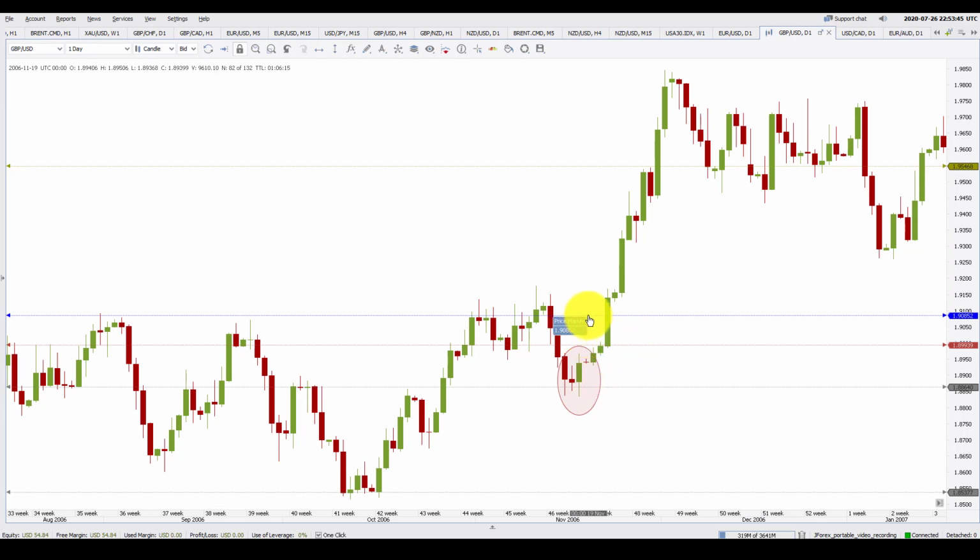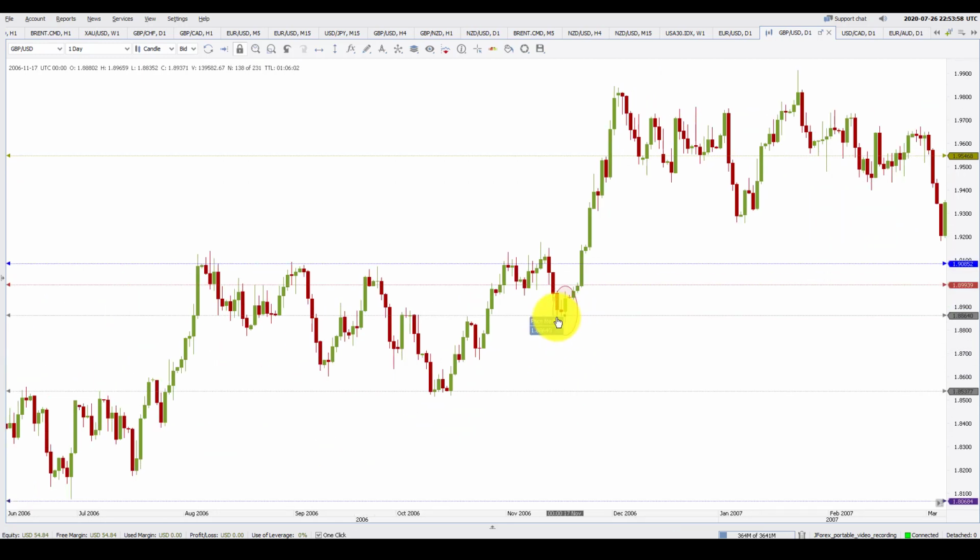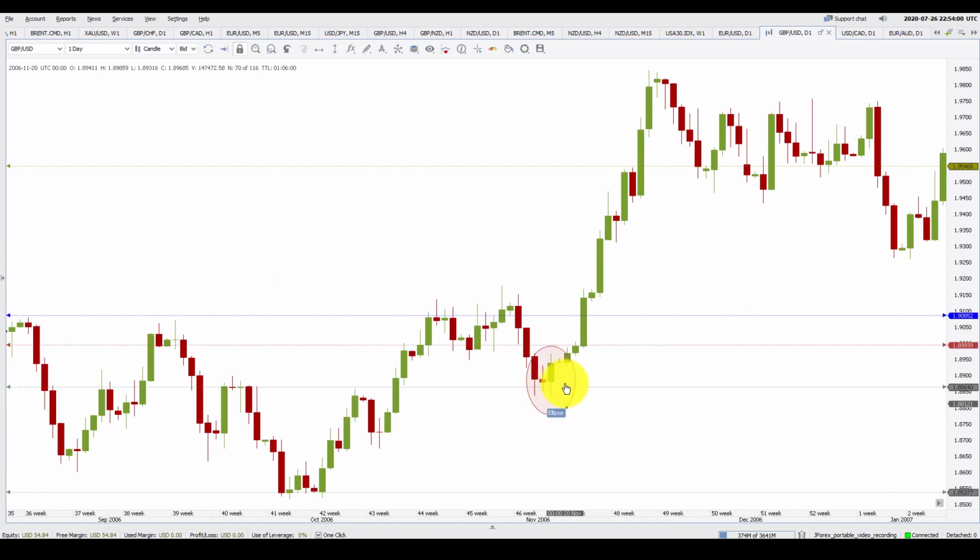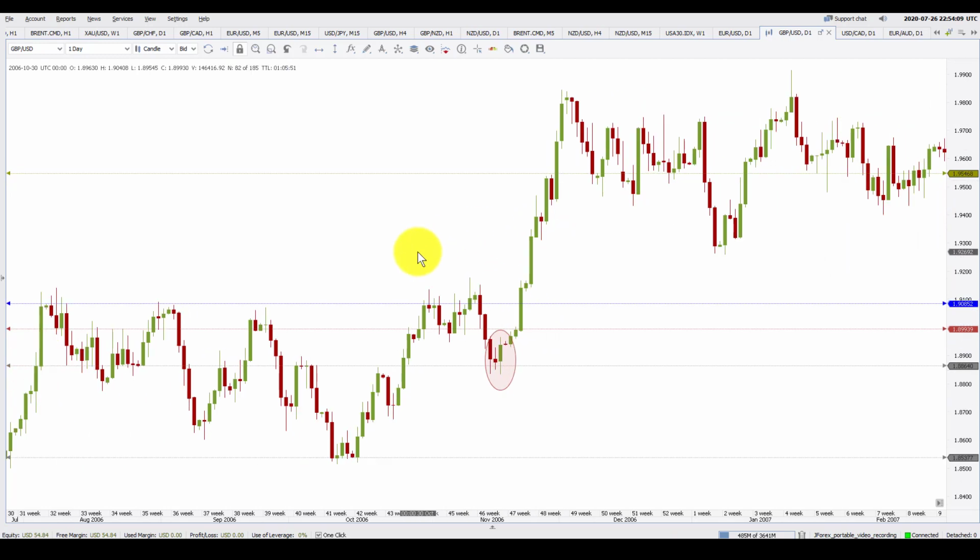But what are the possible targets? The possible targets are this particular 1.9058. Why? Because it has been a resistance in the past. But in this case, I have a very small stop loss. Approximately this is my take profit, and if not this, then if it breaks out of this one, of course, then this is going to be my next take profit target.